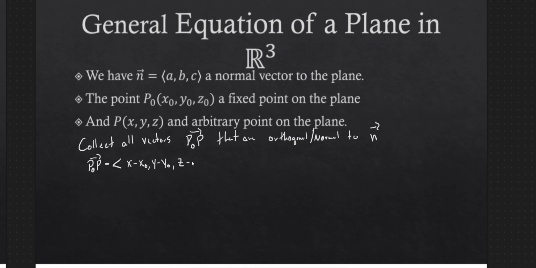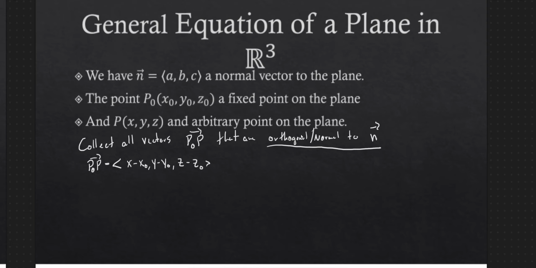And this is standard procedure, to put a little subscript of 0 when it's a fixed point, and then no subscript if it's variable. So the x, y, and z, these are our variables for this equation. And x naught, y naught, z naught, these are fixed points. This is just some point in the plane. So I want these to be orthogonal to n.